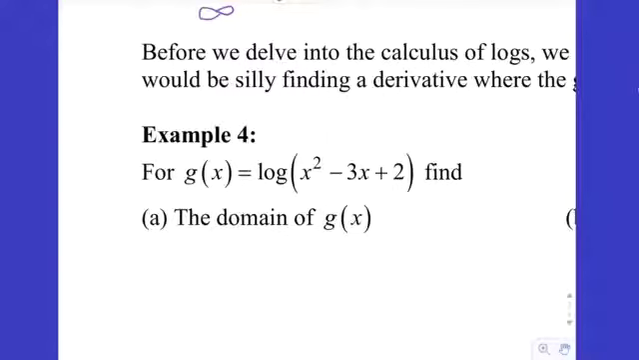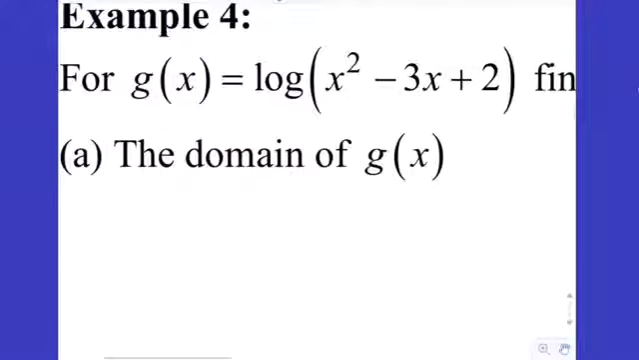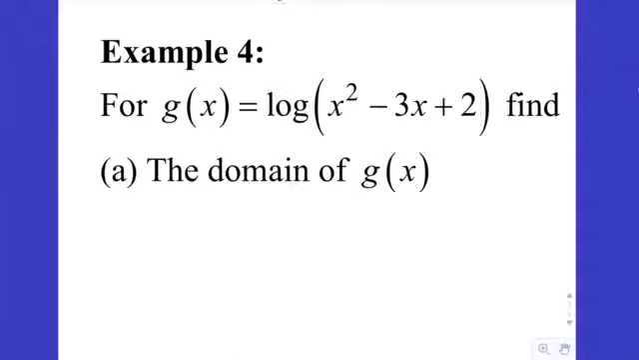For g of x equals log of x squared minus 3x plus 2, find the domain of g. Unless it's a piecewise function, there are 3 things that we need to try to prevent in terms of domain. Can't divide by 0, can't take square roots, fourth roots, even roots of negative numbers, and we can only take logs of what type of numbers? Positive. Good.